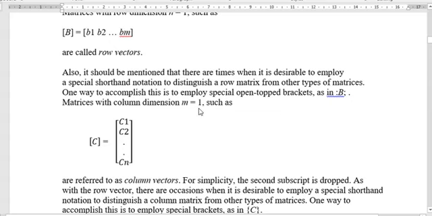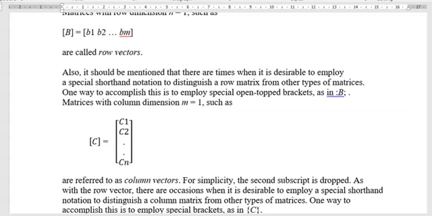Matrices with column dimension m equal to 1, such as C equal to C1, C2, C3. So the column goes downward, while B is a row. B stands for beam, which is always horizontal. C is for column, always vertical. These are called column vectors. For simplicity, the second subscript is dropped.